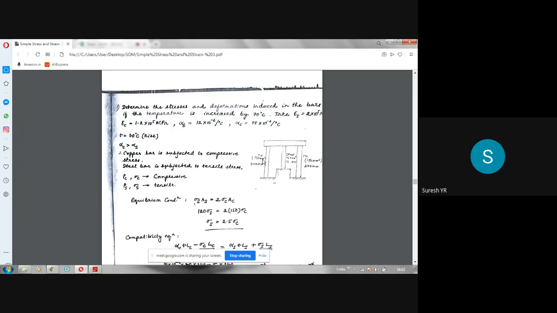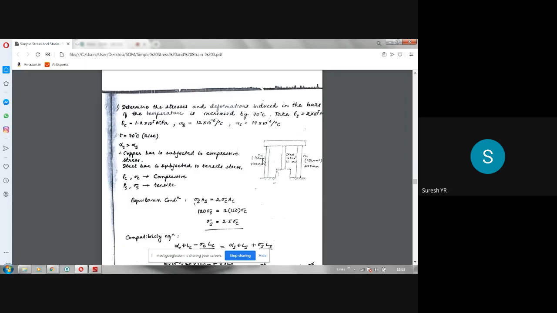This is the arrangement. The question is, determine the stresses and deformations induced in the bars if the temperature is increased by 70 degrees centigrade. Take E of steel as 2 into 10 power 5 MPa, that is the Young's modulus for steel. E of copper 1.2 into 10 power 5 MPa, it is less than that of steel. Alpha, the coefficient of thermal expansion for steel, is 12 into 10 power minus 6 per degree centigrade. For copper it is 18 into 10 power minus 6 per degree centigrade. So that's what the problem is.